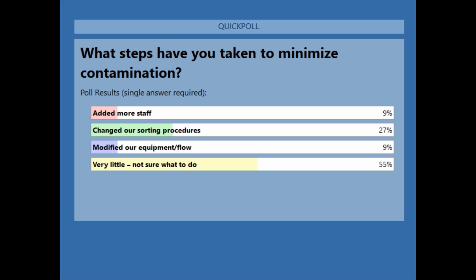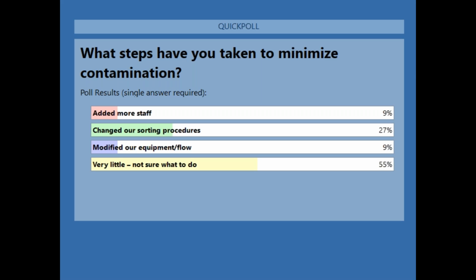All right, so 9% of us are adding more staff. 27% are changing their sorting procedures. 9% have modified equipment or the flow of materials. And 55% of us have done very little, and they're not really sure what to do to address this issue.